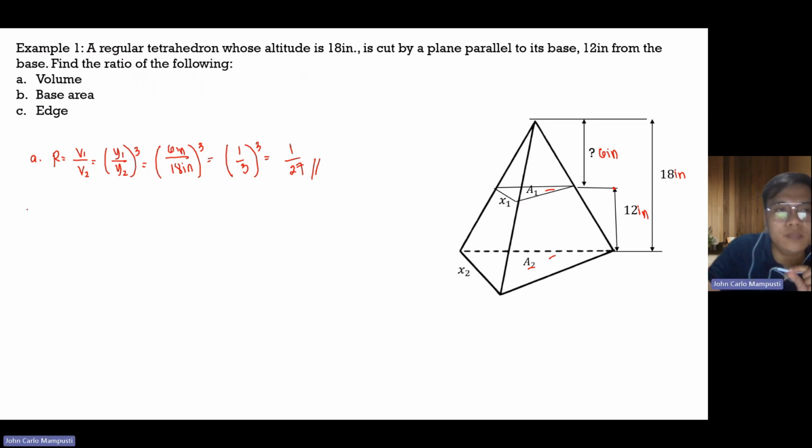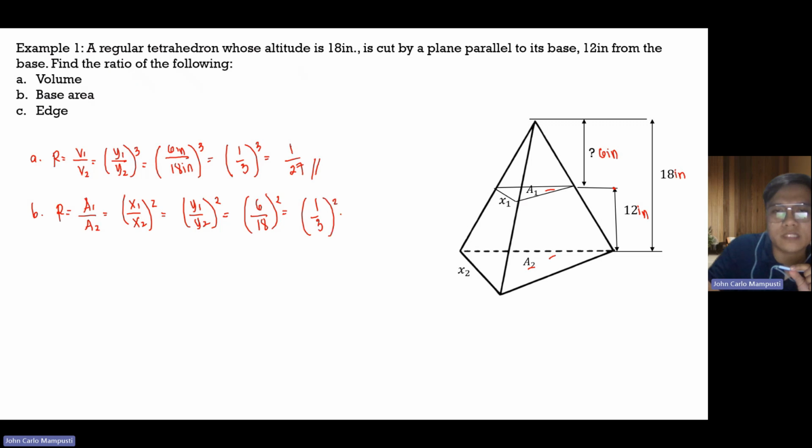The next one, letter B, we have the ratio ng ating base area. The base area, we have A sub 1 over A sub 2. So you can either use x sub 1 over x sub 2 squared or yung ating y sub 1 over y sub 2 squared. Since height lang naman yung given natin, gamitin na natin tong y sub 1 over y sub 2 quantity squared. Now this is 6 over 18 inches squared, this is 1/3 squared or this is equal to 1 over 9. So that's the ratio ng ating base area.